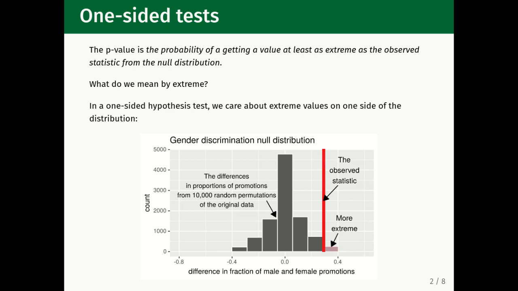Let's imagine what happens if more men are promoted. The difference between men and women would get bigger, so the observed statistic would become even bigger than 0.3, so we would plot it further to the right. If the red line moves right, the pink area becomes even smaller, as fewer and fewer of the simulated differences are more extreme than it.